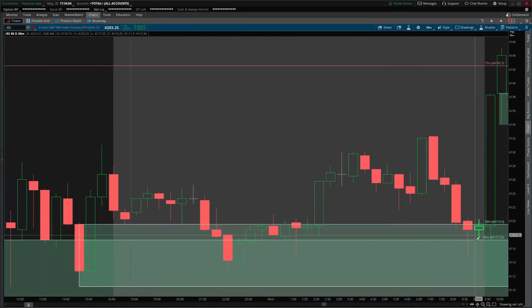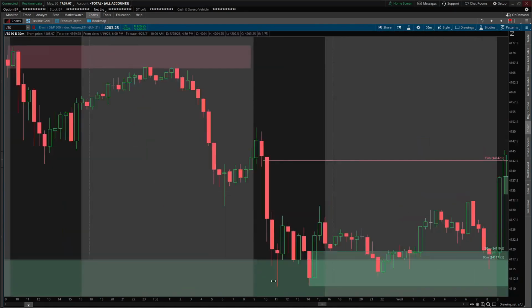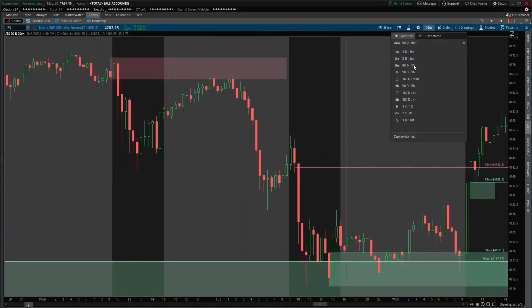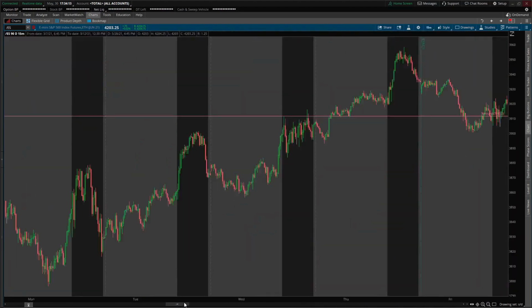Then we come back down before the market opens right into this area. Now, keep in mind, we'll go to a 15-minute. So this is the type of analysis that needs to be done.